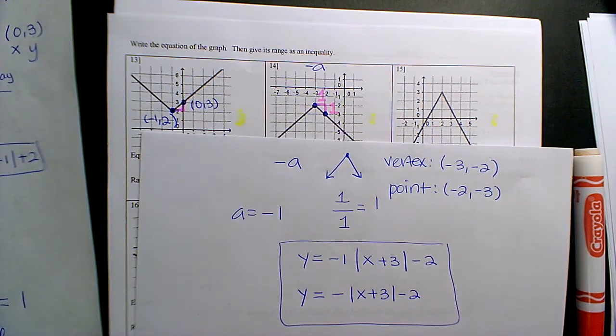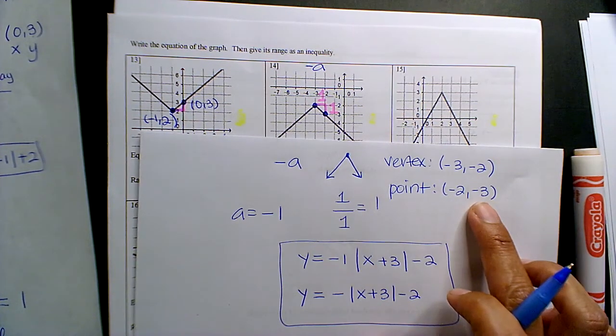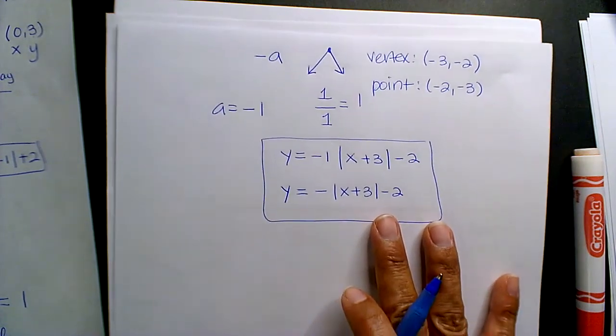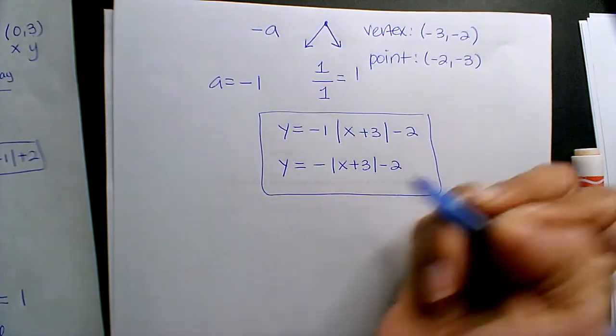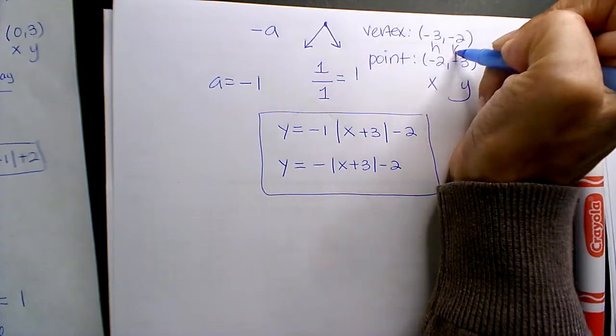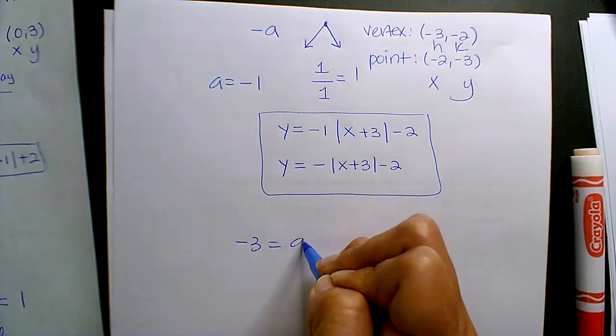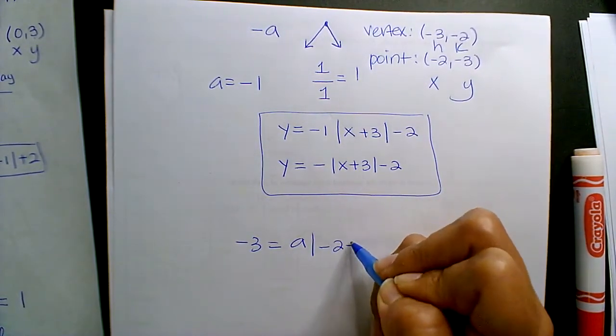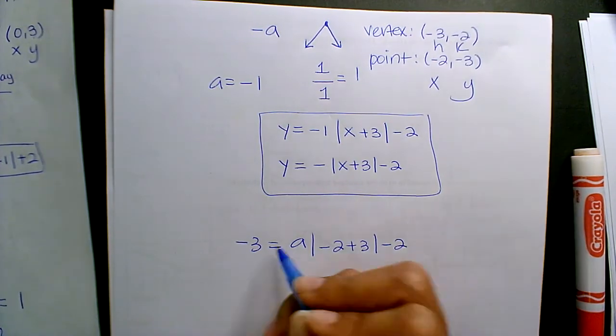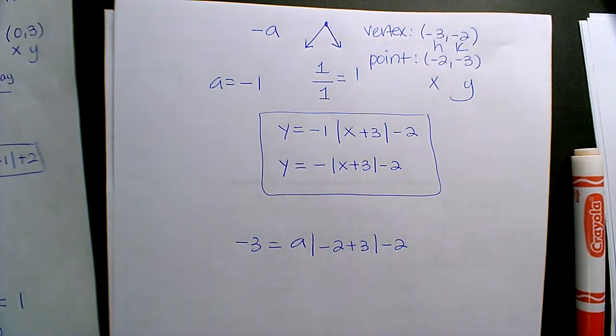So there you go. But you can completely substitute these into x, y, h, k: -3 equals a times the absolute value of -2 plus 3, minus 2. Clean all that up. You should get a as -1.